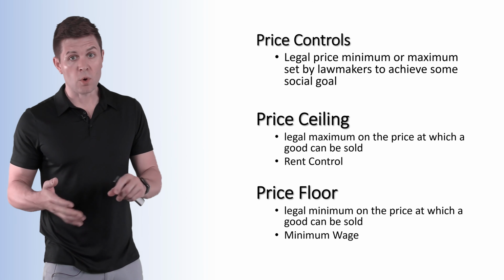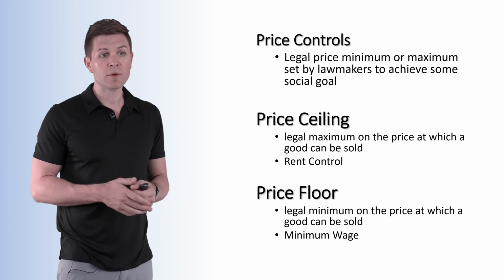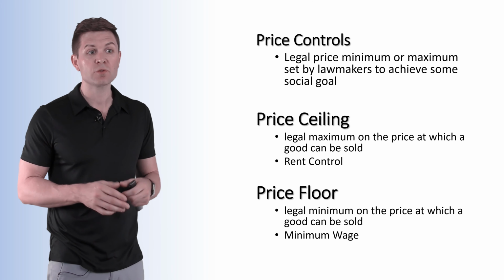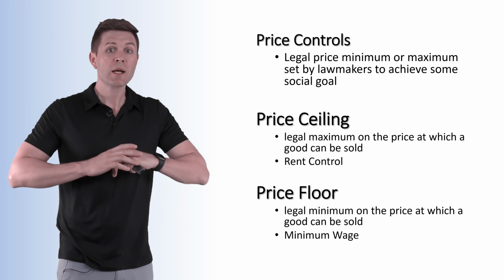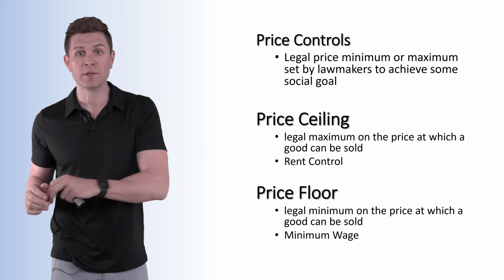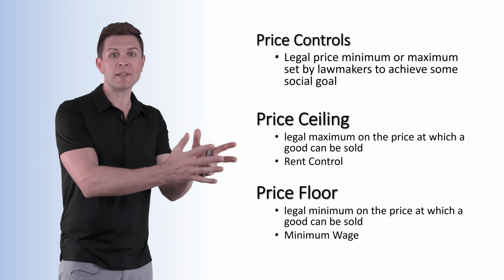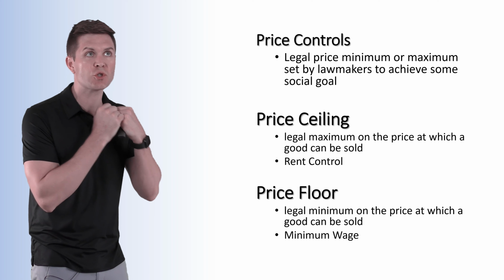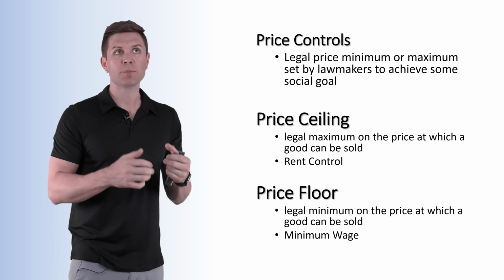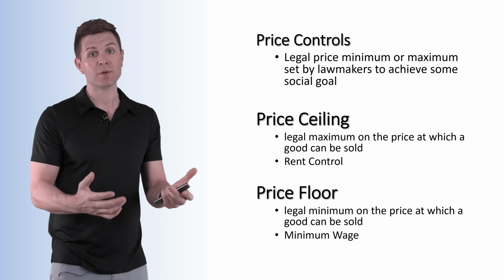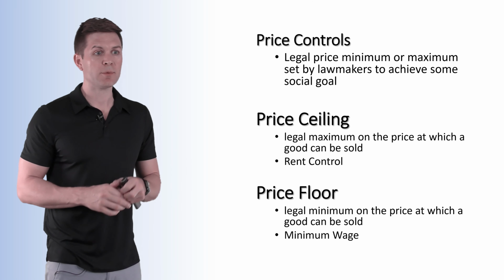A few terms to get us going. Price controls, all right, legal price minimum or maximum set by lawmakers to achieve some social goal. So maybe government thinks this price is too high, this price is too low. Maybe it's a necessity that they feel government should actually regulate the price so that consumers or producers get a better deal out of it. So we'll talk about different examples as we go along.